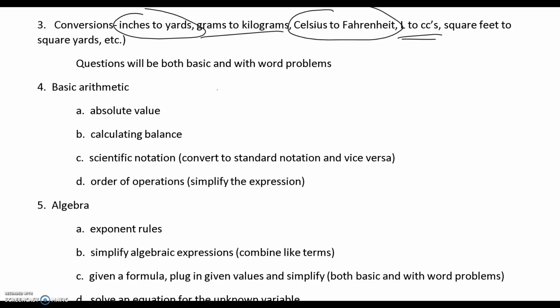Order of operations, those are always tricky, right? Those are the ones that I think there's a couple on there. Say, do this.